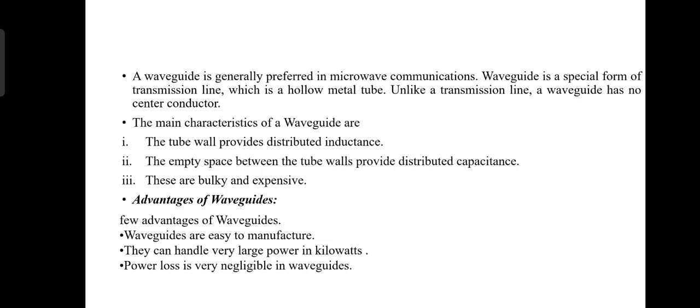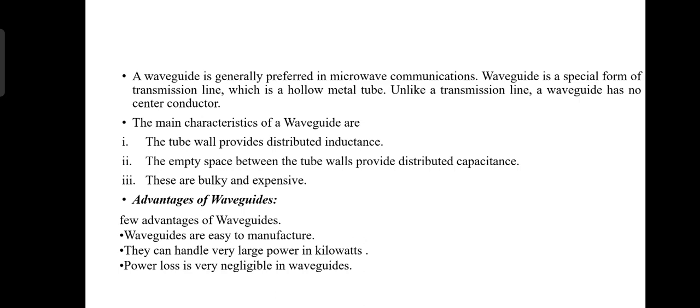A waveguide is generally preferred in microwave communication. Waveguide is a special form of transmission line which is a hollow metal tube. Unlike a transmission line, a waveguide has no center conductor. The main characteristics of a waveguide are the tube wall provides distributed inductance. The empty space between the tube walls provides distributed capacitance. These are bulky and expensive.